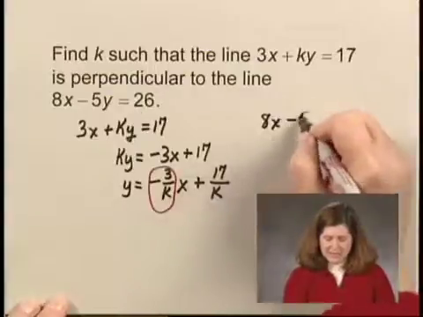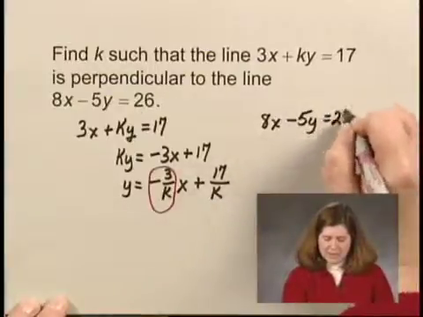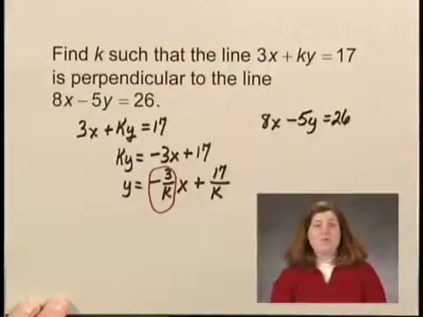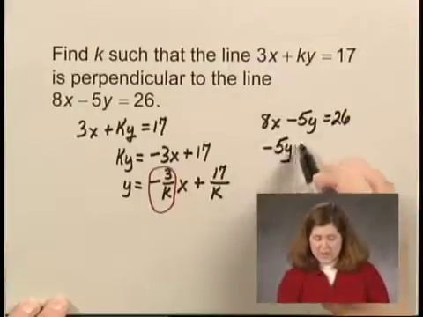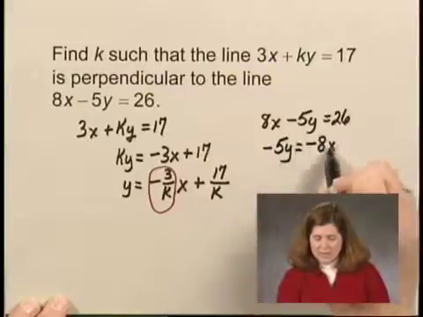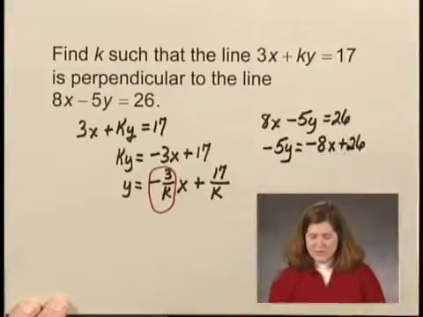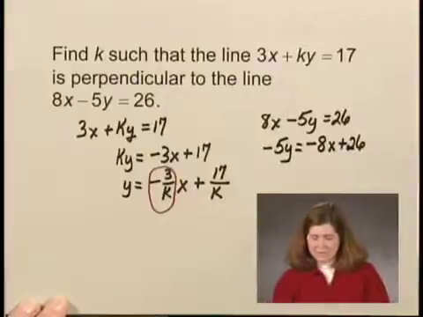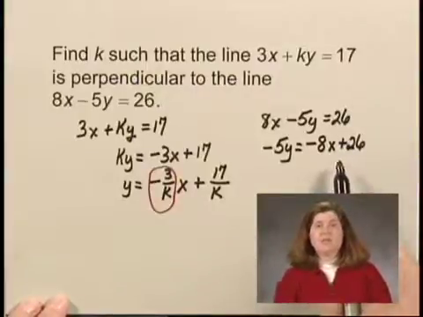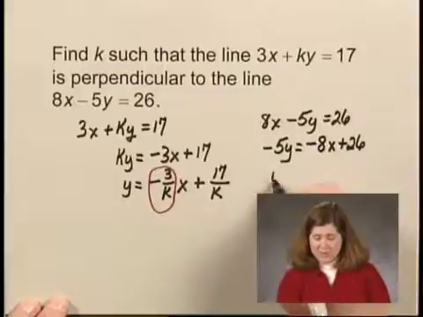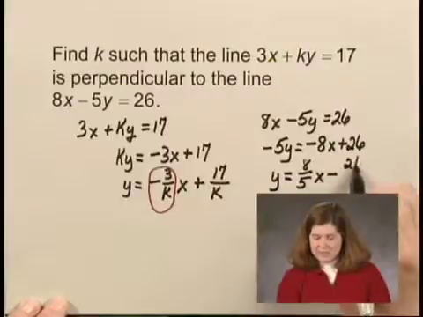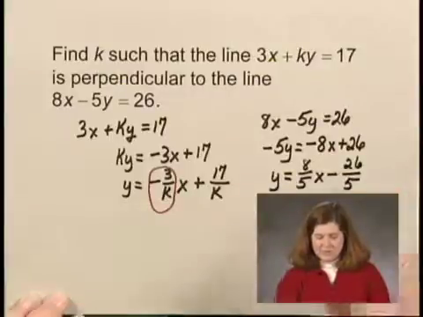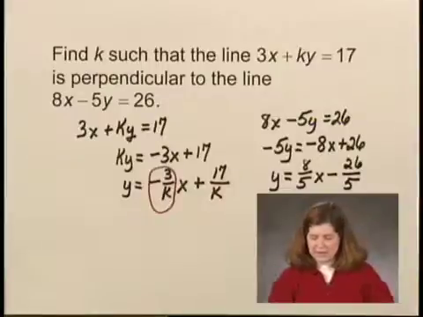8x minus 5y equals 26. Solving for y, we subtract 8x on both sides. We get -5y equals -8x plus 26. And then we divide everything by -5, or multiply everything by -1/5, and that gives us y equals 8/5 x minus 26/5. The slope of this line is 8/5.